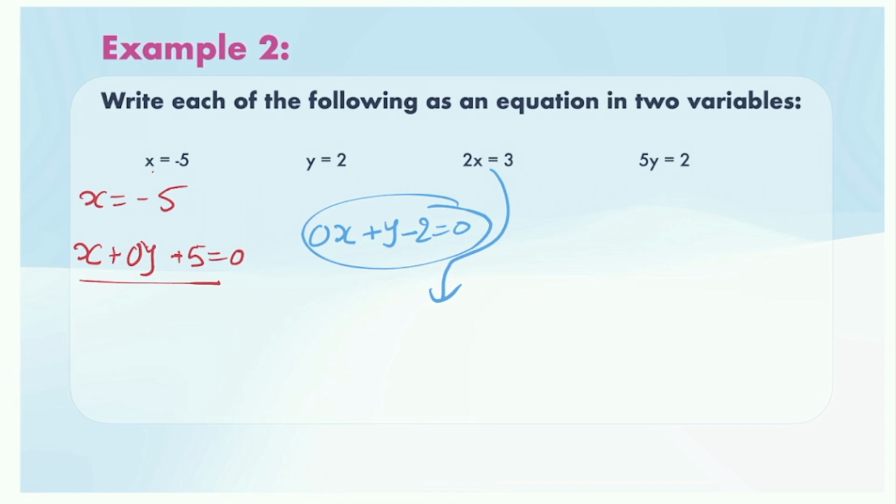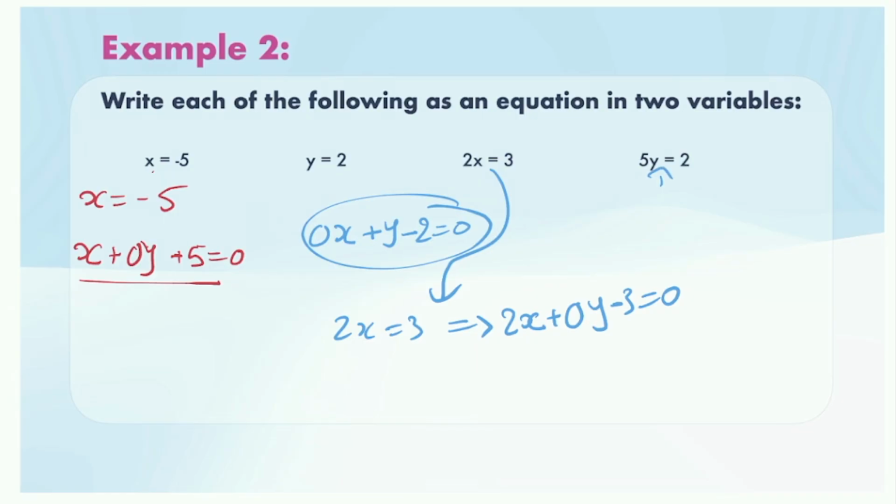Third one is 2x equal to 3, right? 2x equal to 3. So I don't have y here, so let me write the coefficient of y is equal to 0. So I can write it as 2x plus 0y minus 3, since I have 3 on the other side, so let me put it on this side. Minus 3 equal to 0, right? Now the last one, 5y equal to 2.